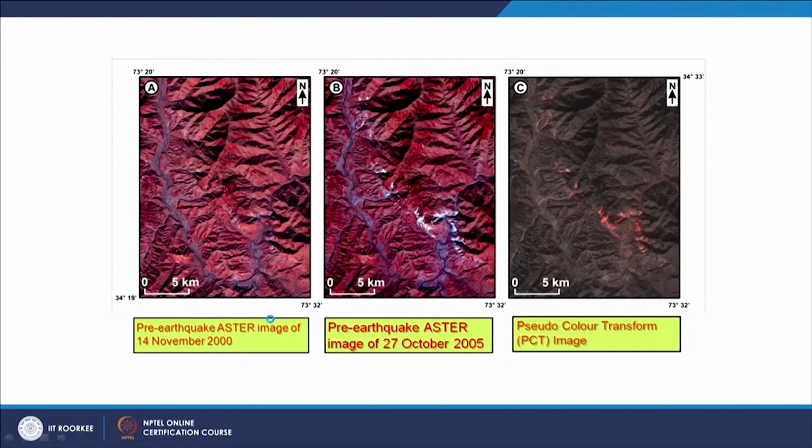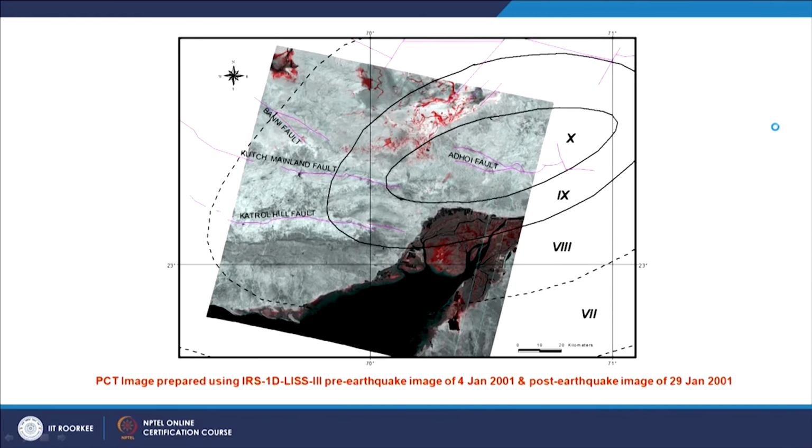Similarly, in many other earthquakes, we have done the color transformation in the same way. In the previous Chamoli example, we had taken pan images, high spatial resolution images. Here we have taken false color composite images, and still you can do the same pseudo color transformation, as in the rightmost image. If the time gap is minimum, then you get very good results. If the time gap is large, you do not get good results.